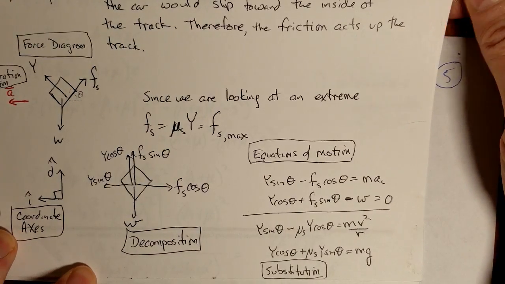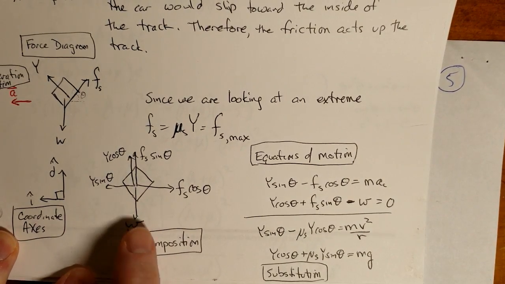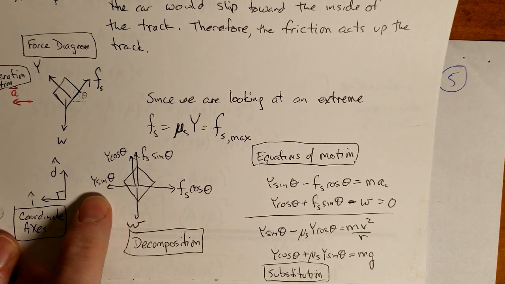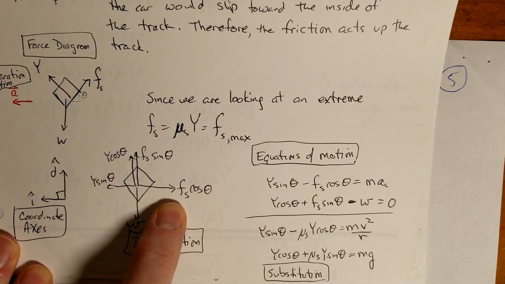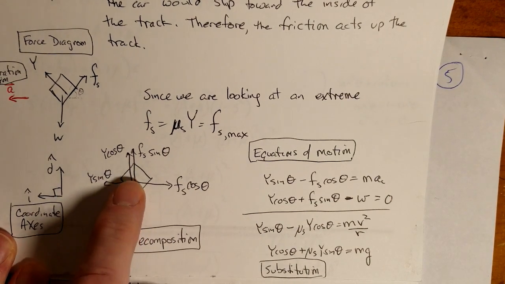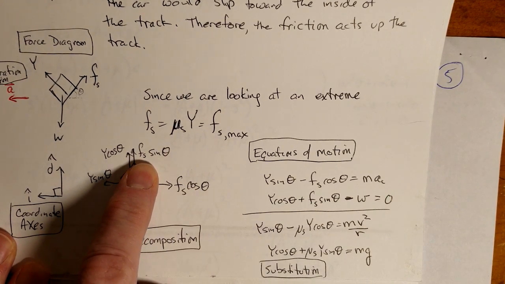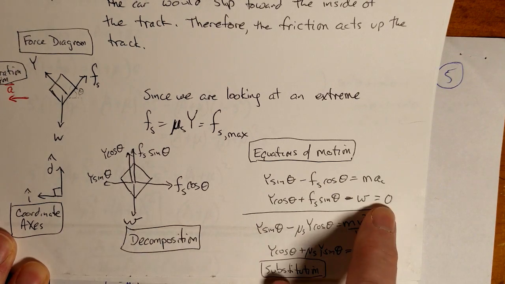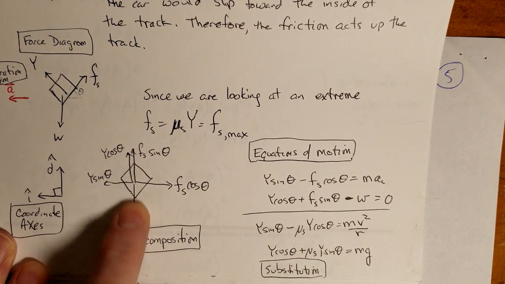The equations of motion will have two, because I have one object in two directions here. So N sine theta minus fs cosine theta is equal to mass times the centripetal acceleration, and then N cosine theta plus fs sine theta minus the weight is equal to 0 because it's not accelerating vertically.